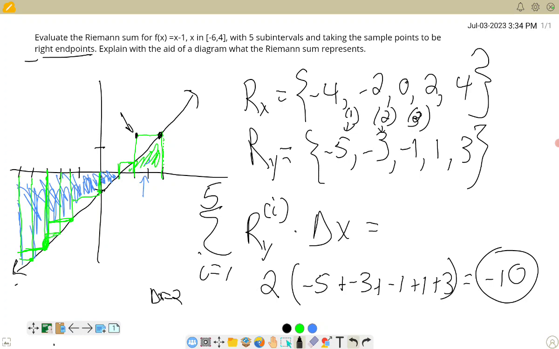And it turns out, actually, that this is a really good estimate of the true integral.